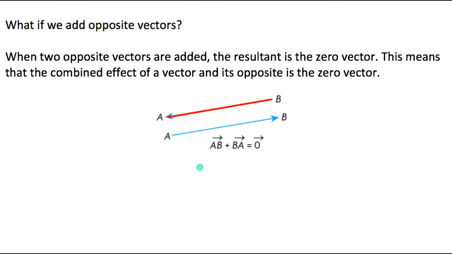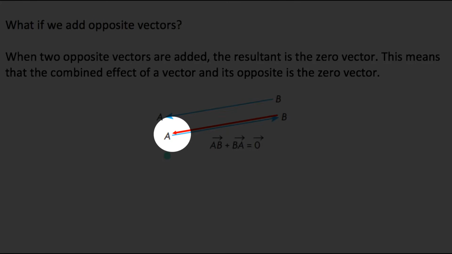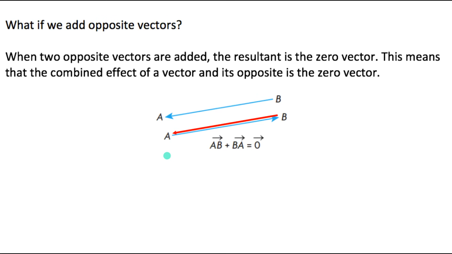What if I did vector AB plus vector BA? If I did the tip to tail method, I would have to take vector BA and place it so its tail is at the tip of vector AB. So it would look like this. Now I'm going to separate them a bit just so you can see what I'm about to talk about next. If I were to try and draw the resultant vector, it would be the vector that goes from the tail of AB to the tip of BA. Well, those two things are in the exact same spot, so I wouldn't be able to draw a vector, so I'd say the resultant is the zero vector.